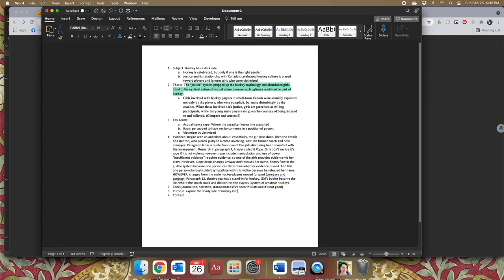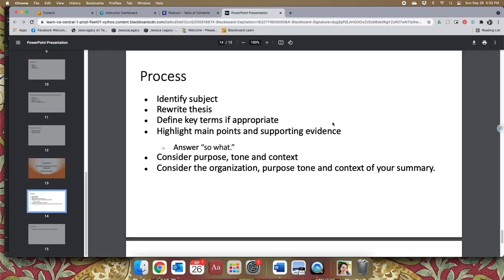At this point, I'm looking at tone and purpose. So the tone in this essay is quite journalistic. We will talk a lot more about what exactly tone is. But what are the feelings that are stirred up within me because of the word choices?